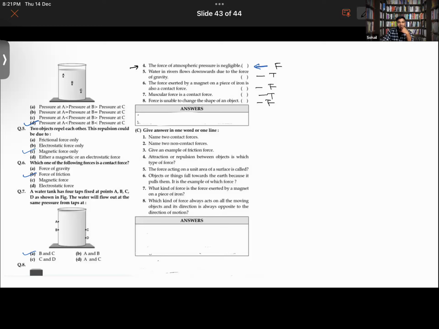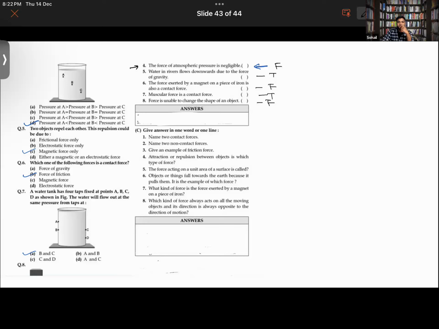So the first one is mechanical and muscular. Second one is magnetic and electrostatic force. And the third one is walking, like a moving ball comes to rest after some time due to friction. The fourth one is magnetic force. Question number 5. Sir, pressure. That is pressure.